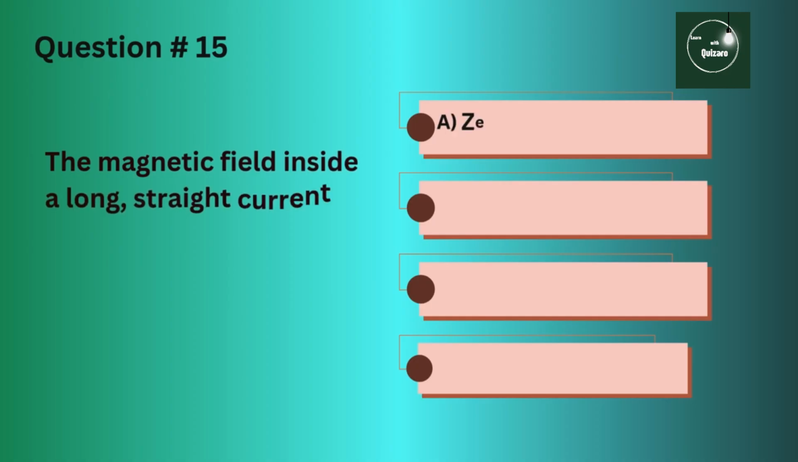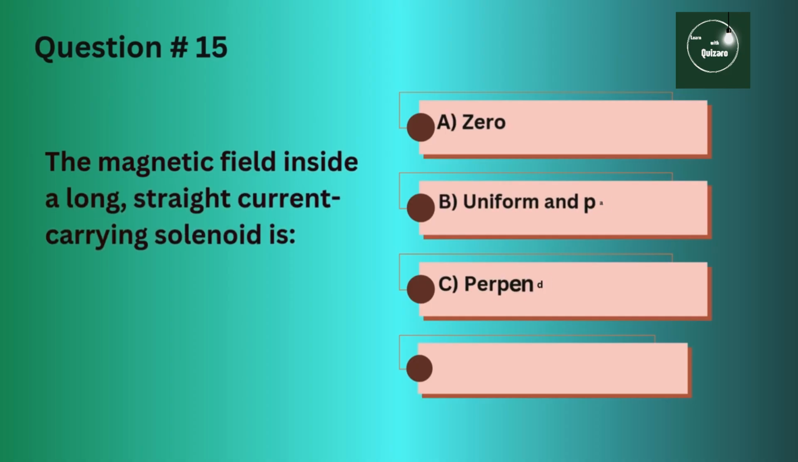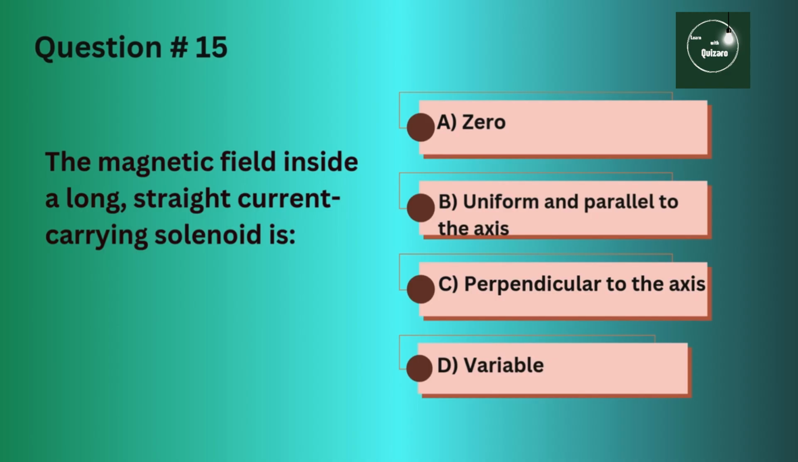Question number 15. The magnetic field inside a long, straight current-carrying solenoid is A. 0. B. Uniform and parallel to the axis. C. Perpendicular to the axis. D. Variable.